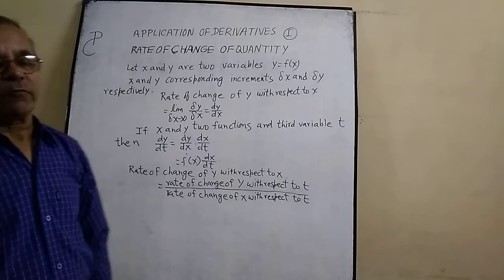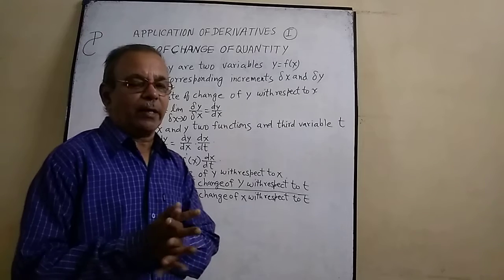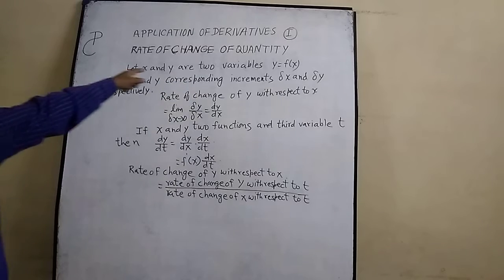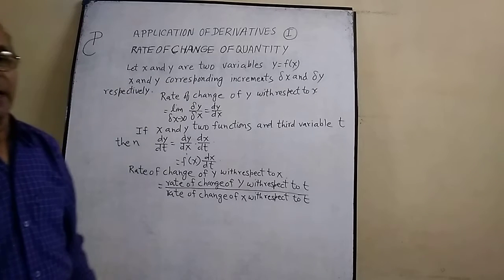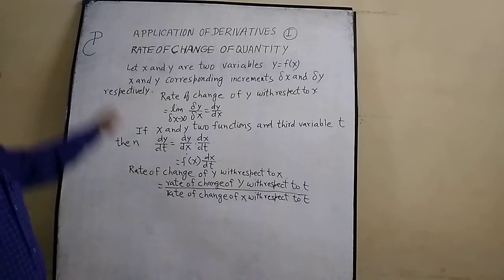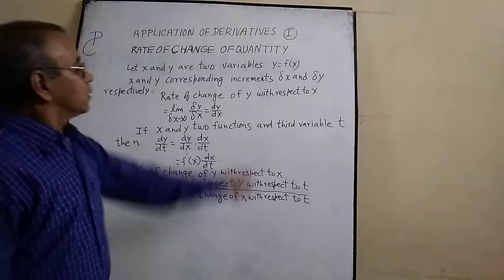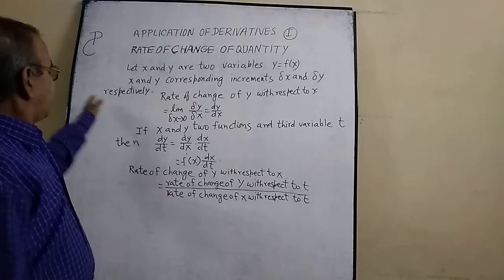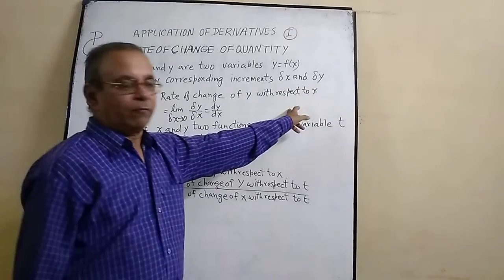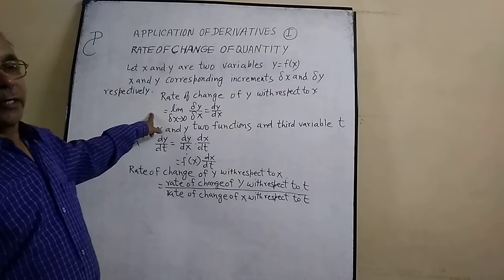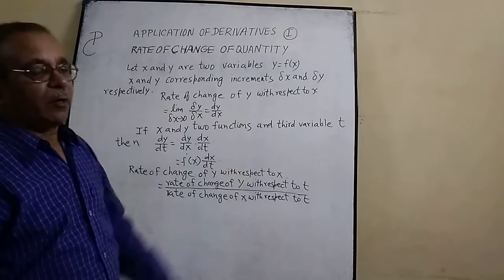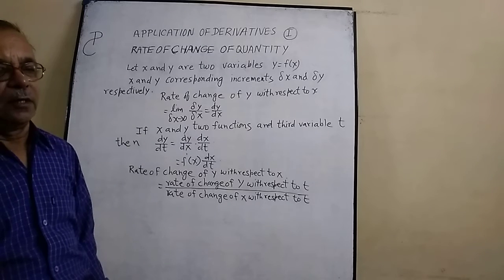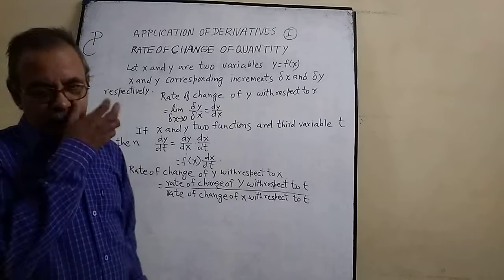Today we discuss the application of derivatives, part 1, in which we study the rate of change of a quantity. The rate of change of a quantity means we compare two variables, x and y, represented as y = f(x). For a small increment delta x and delta y, the rate of change of y with respect to x is the limit as delta x tends to 0 of delta y upon delta x, which is equal to dy upon dx. We already discussed that in limits, continuity and differentiability.